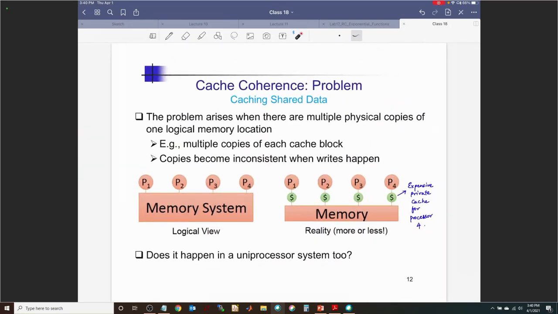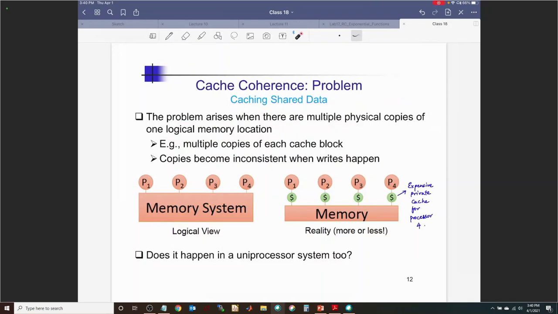The problem is going to arise when there are multiple physical copies, the way we said, a physical copy in private cache 1, a physical copy in private cache 2. The problem is when there are multiple physical copies of one memory location and some processor is trying to write to its private cache copy. So that's sort of the problem here. Let's try to see if we can answer this question. Does this become the cache coherence problem?